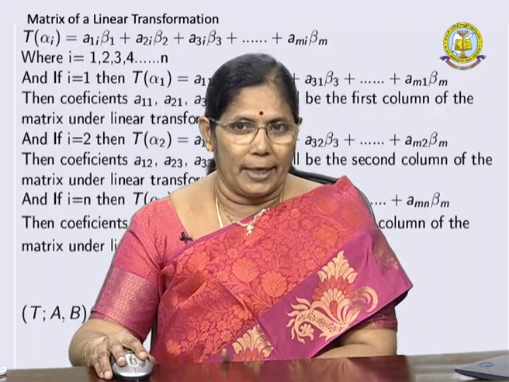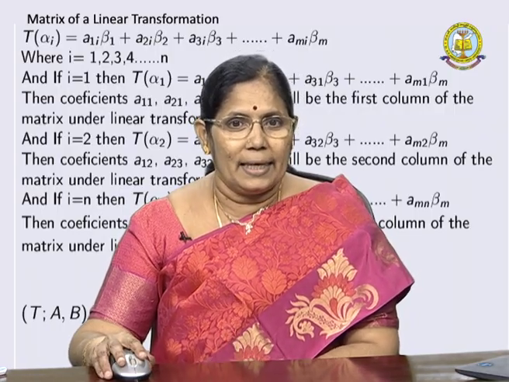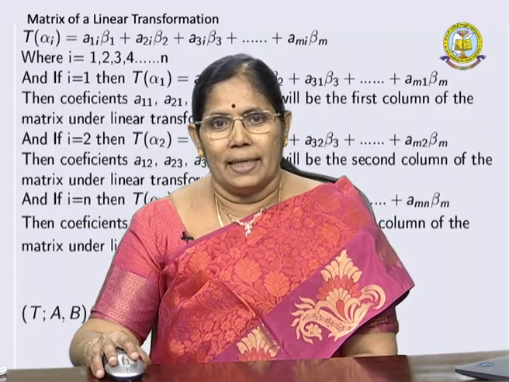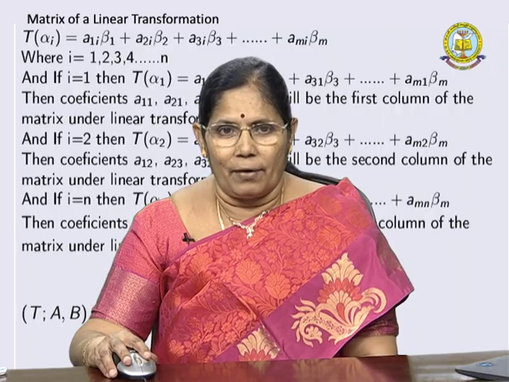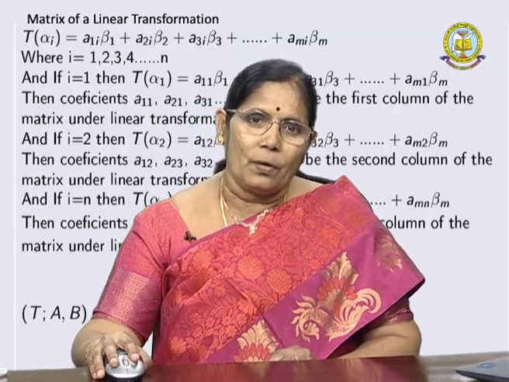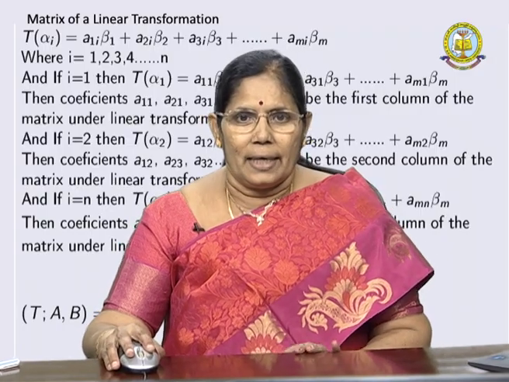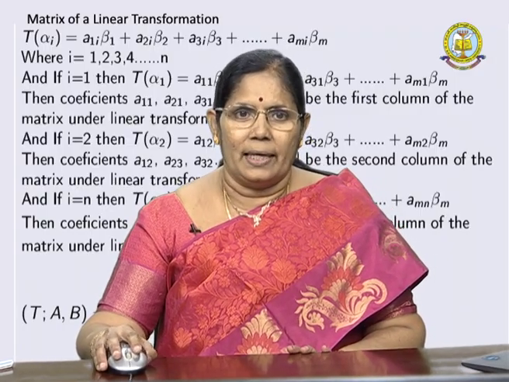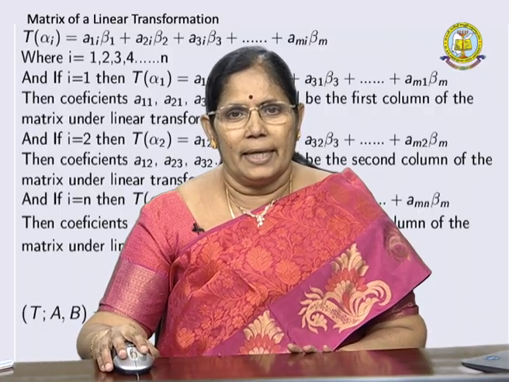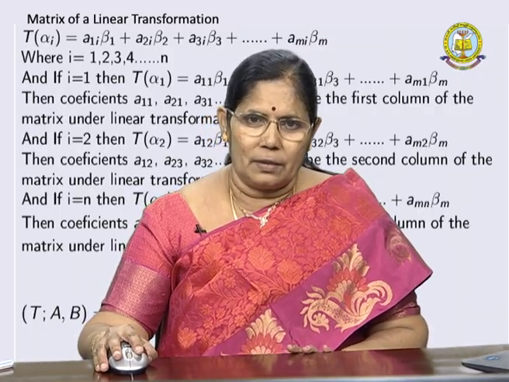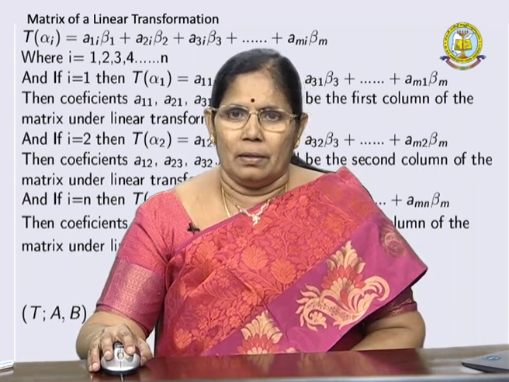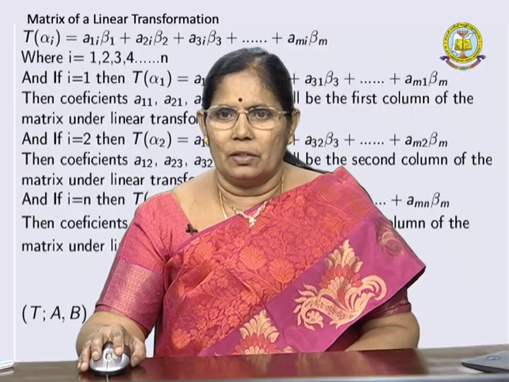So, there exists a linear transformation T11 from U into V such that T11 alpha 1 equals beta 1, and all the other remaining you take as 0. So, you define T11 from U into V such that T11 alpha 1 equals beta 1, T11 alpha 2 equals 0, T11 alpha n equals 0, where beta 1 and 0 are all vectors in V.